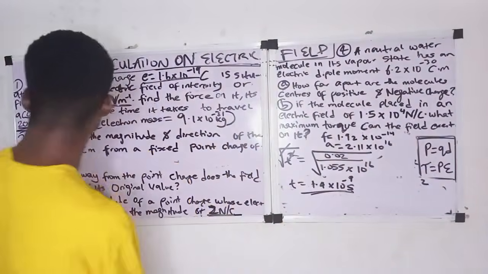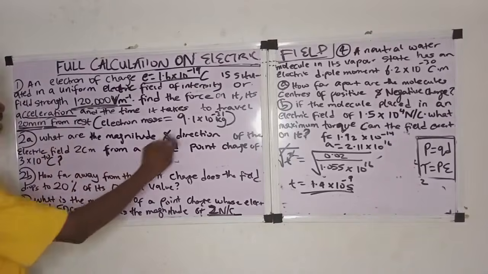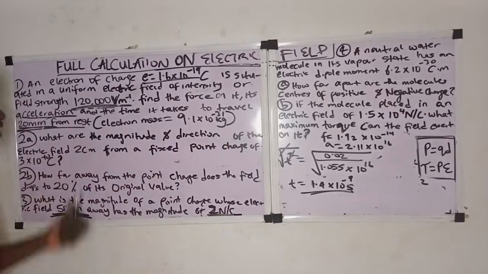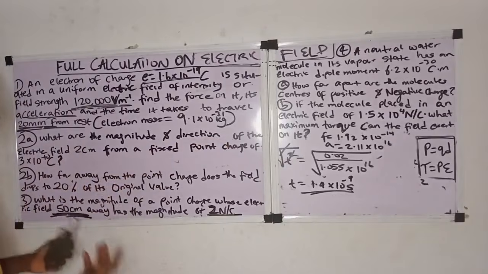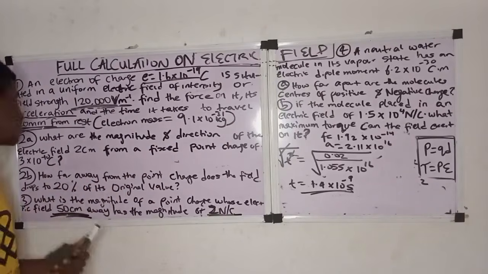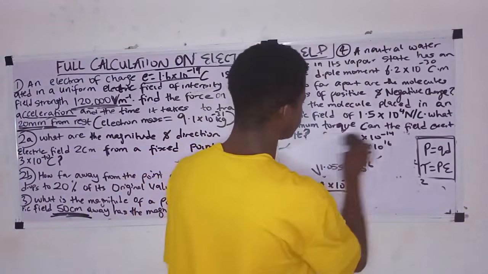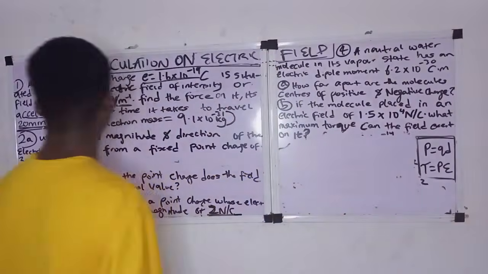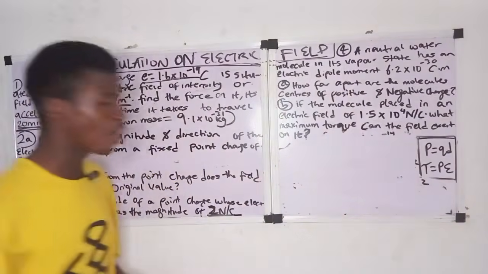In the next question, question 2a, they said, what are the magnitude and direction of the electric field 2 centimeters from a fixed point charge of 3 times 10 to the minus 10 coulombs. So what are we looking for in this question? We're looking for the electric field. Now, which formula are we going to use?